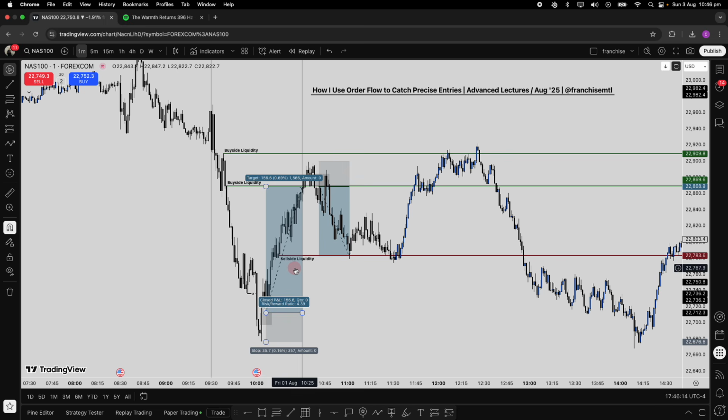Now, you can definitely wait. If we did wait, it would have been here. And it would have maybe given you an entry if you were clever. You didn't dip down into this gap, because this is now a breakaway gap, because the draw on liquidity is being eyed up. So what I'm trying to get at is you don't always need a market structure shift if you can understand order flow.